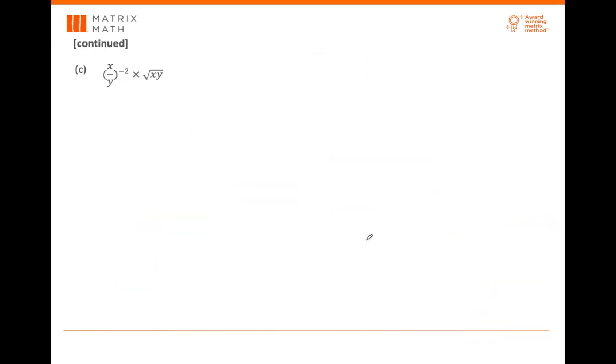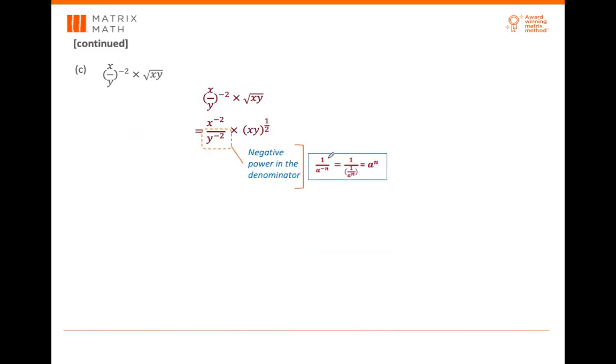Part C, x over 2, whole thing bracket to the power of minus 2, times square root of x and y. What do we do? We expand the minus 2 in. So we have x to the power of minus 2 and y to the power of minus 2, times x and y to the power of a half. Do you see that this is y to the power of minus 2? A negative power in the denominator. So take note, 1 over a to the power of minus n is the same as a to the power of n. Therefore, you will have x to the power of minus 2, y to the power of 2, times x to the power of 1.5, y to the power of 1.5.